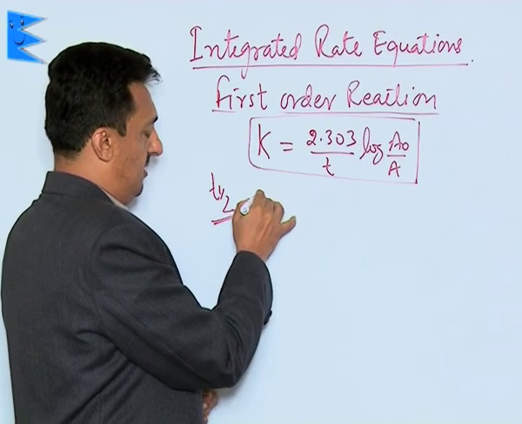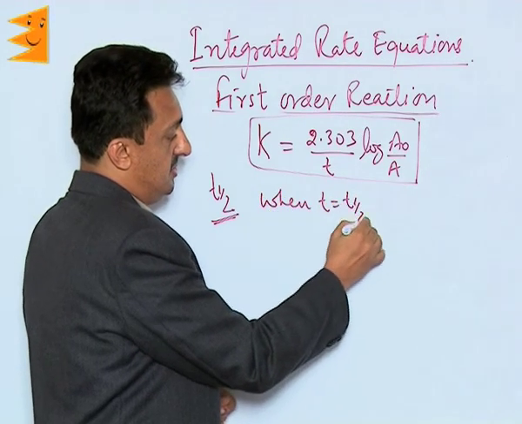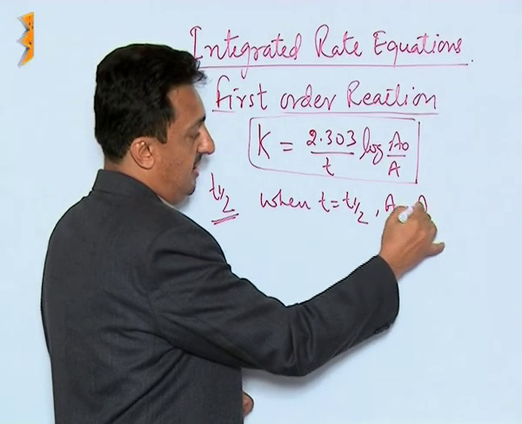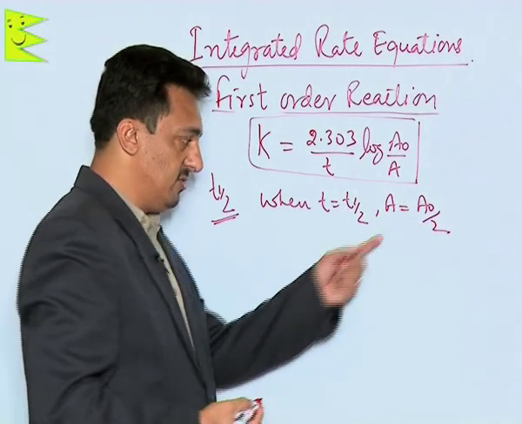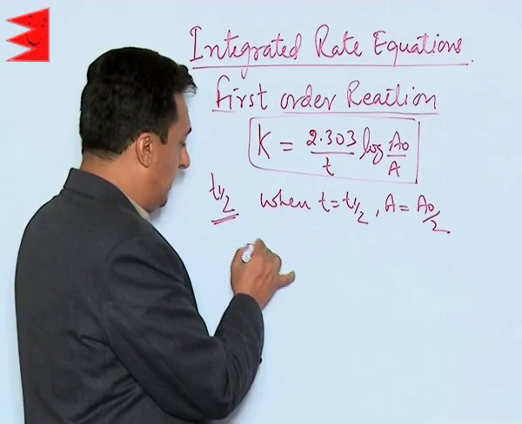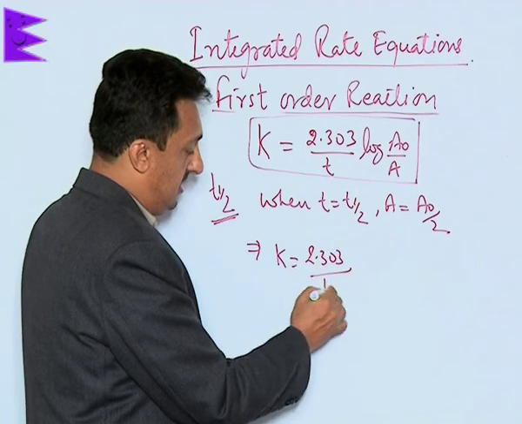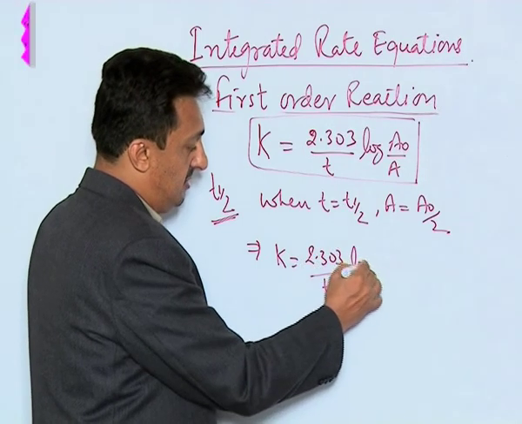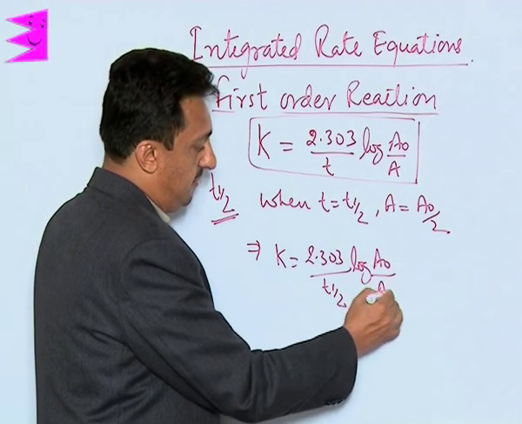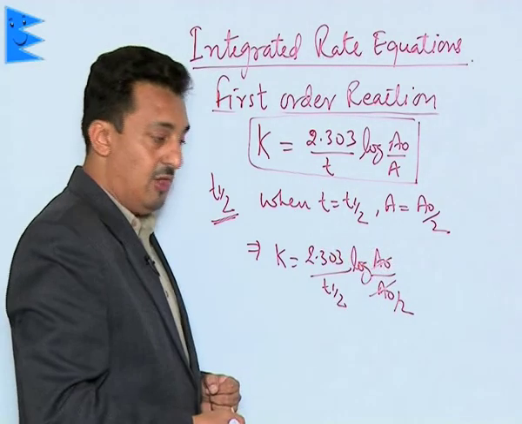We know when t is equal to t half, a is equal to a naught by 2, so the amount of the reactant left will be half of the initial one. So what we can write is k will be equal to 2.303 upon t half log a naught upon a naught by 2. This gets cancelled. It will become log 2.